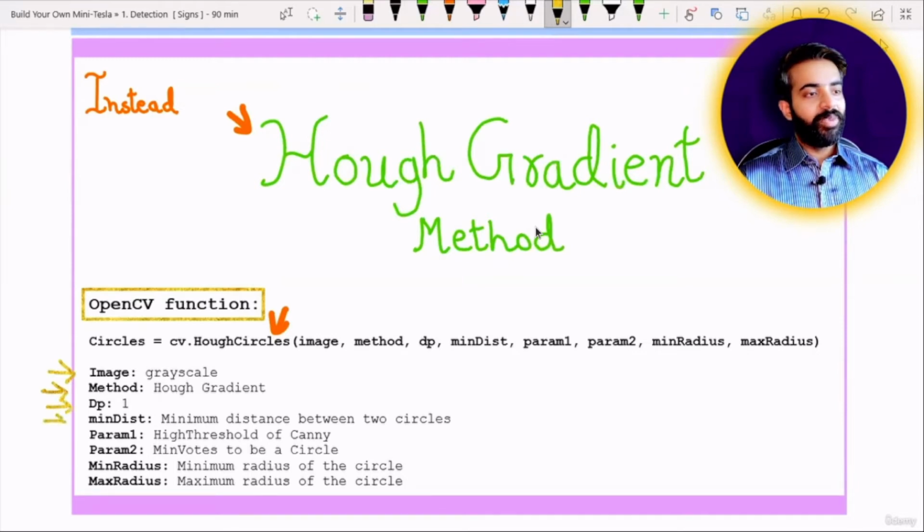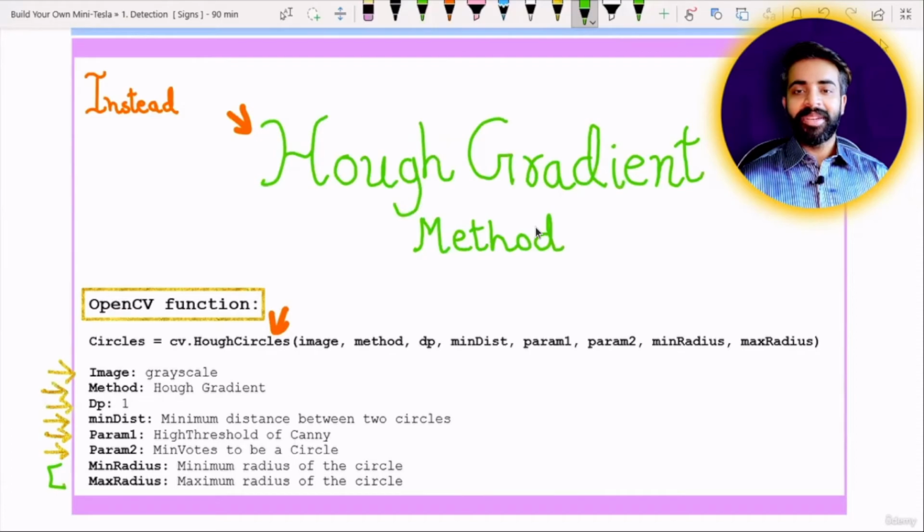Fourth is the minimum distance between two circles to be considered as separate circles. Then we have parameter 1, which is simply the high threshold of the Canny edge detection algorithm. Fifth is parameter 2, or the minimum votes required for any circle to be considered as valid. And then we have the minimum and maximum radius, or the radius range for any circle to be considered a valid or useful circle. So this was the theory behind the Hough circle method of determining the circles in an image.